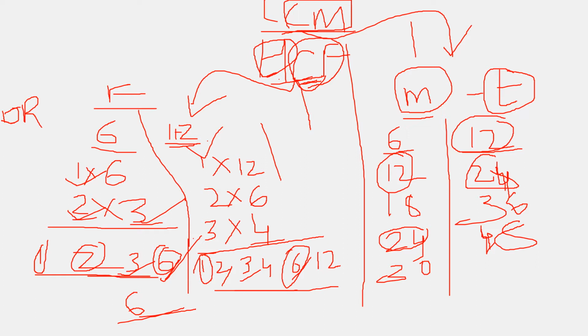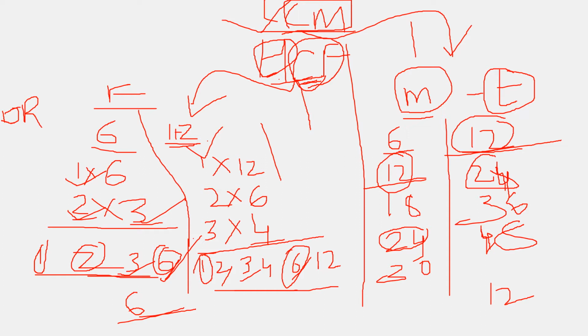Till you get the first common one, it is enough for LCM, because the name itself is telling that least. So from these common multiples, the least one is 12. So what is the LCM for 6 and 12? It is 12. Okay. So now we'll use this process for finding the LCM and HCF.